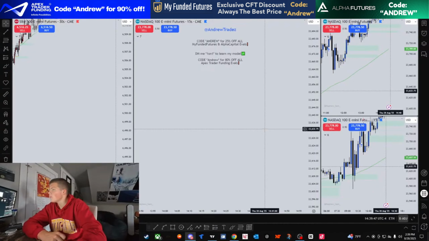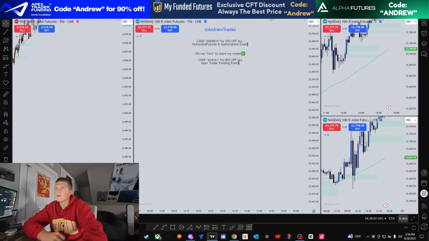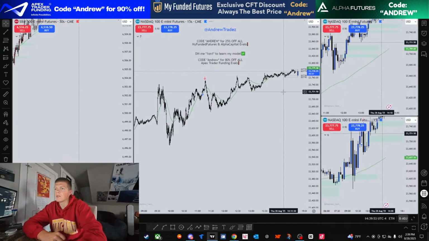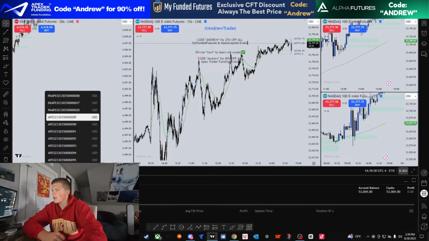Alrighty, today we will be going over equal highs and lows. This will be a pretty short lesson, but it's pretty simple. We'll be going over relative equal highs and lows as well.